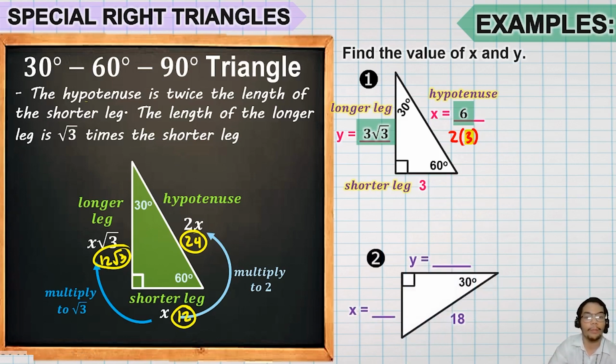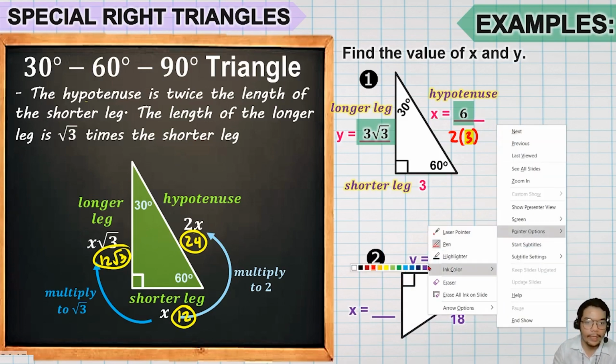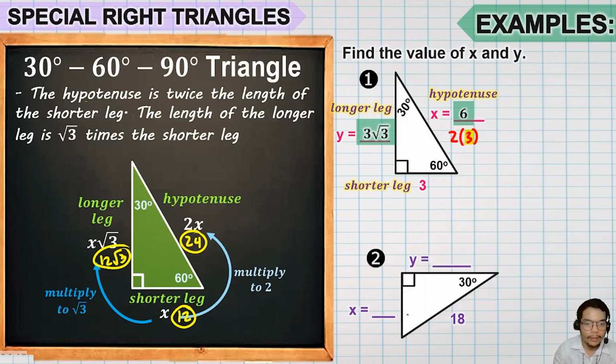Let's have this one, number 2. So, one of the angles of this right triangle is 30 degrees. So, that means the other angle, we can safely assume that it is equal to 60 degrees. Kasi ang sum nitong dalawa dapat 90. Di ba? Sum of the acute angles of a right triangle is 90 degrees. So, it's safe to say that this given right triangle is a 30, 60, 90 triangle. That means yung relationship na meron tayo dito sa kaliwa ay applicable.